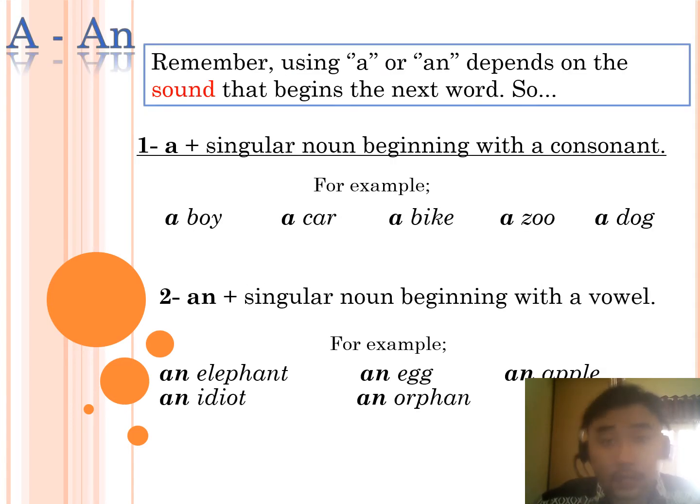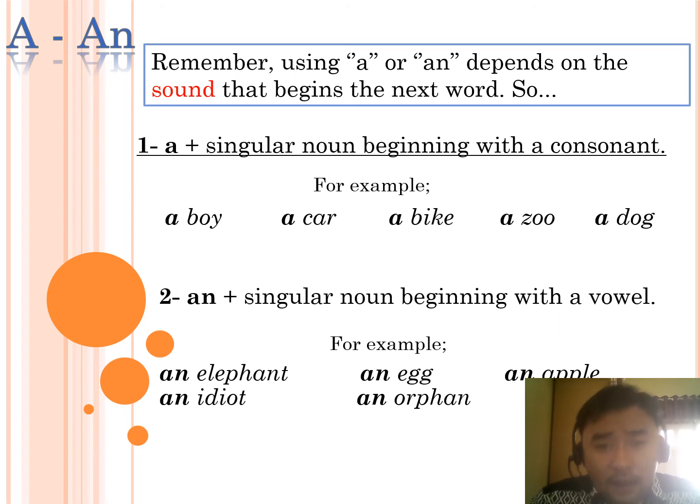Remember, using a or an depends on the sound that begins the next word. Ya, seperti contoh ini yang pertama, a plus singular noun beginning with a consonant. A, ya, kemudian diikuti dengan kata benda yang tunggal, ya, dengan bentuk suara konsonan. Seperti contoh, a boy, a car, a bike, a zoo, and a dog. Ya, seperti itu teman-teman.